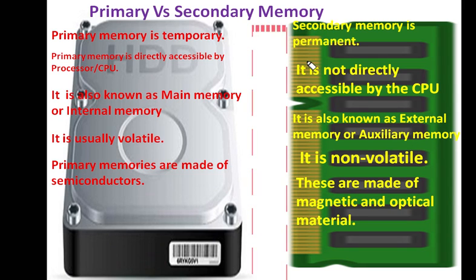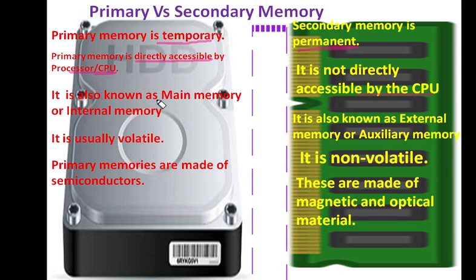Yes, primary memory is temporary, but secondary memory is permanent. How long you want to store your data, you can store, okay? But primary memory is temporary, and it is directly accessible by the processor or CPU, right? But secondary memory is not directly accessible by the CPU.